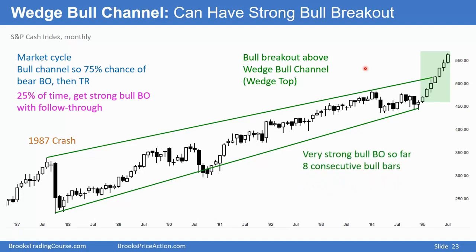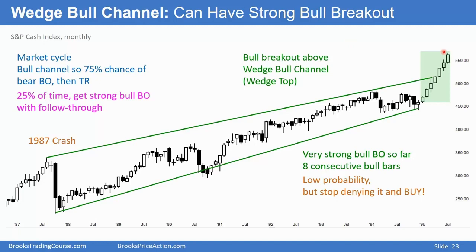8 consecutive bull bars closing on or near their highs. Very strong bull breakout. Chances are we're going to get some kind of a measured move up. It's a low probability event. It should not have happened. Chances are we were going to get a bear breakout below the channel.